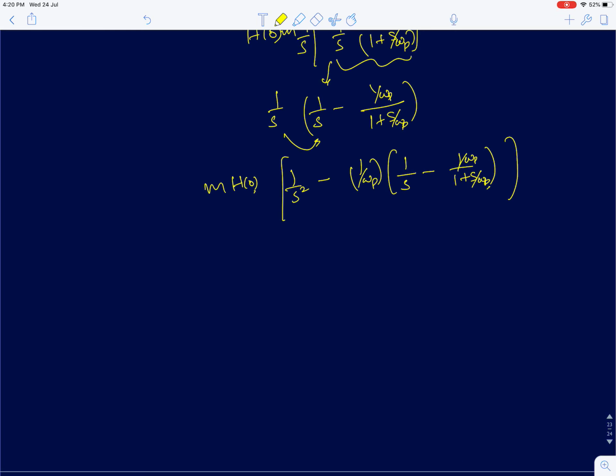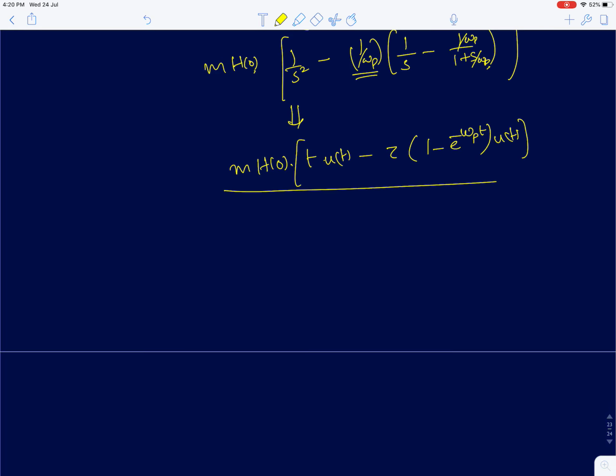So now if you take inverse Laplace transform of this equation, you would get m H of 0 into t into u of t. So now we know 1 by omega p is the time constant for a first order system. So I'll write it in terms of time constant: tau into 1 minus e power minus omega p t. It's actually t by tau, but it's understood. So now we already discussed how to plot this input. So first I'll just show how to plot this for the case when H of 0 is 1. It's easier to understand it that way.